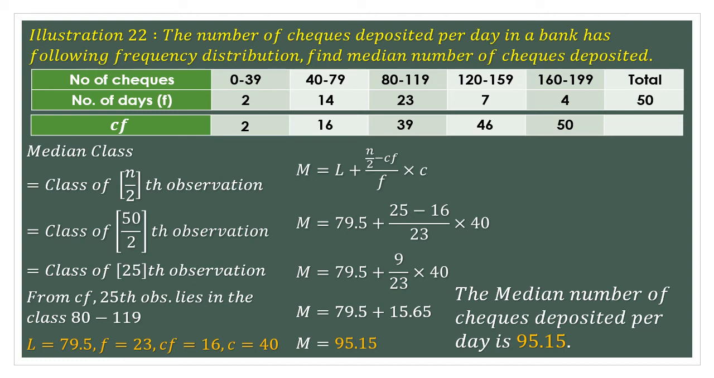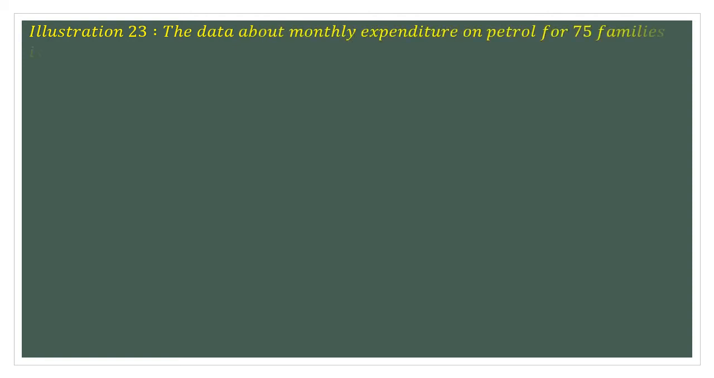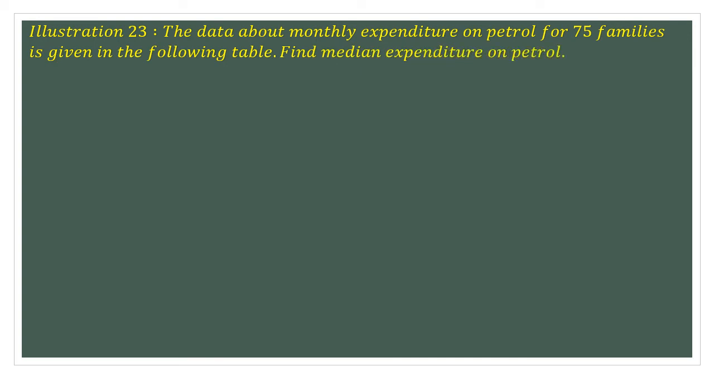Moving on to the next illustration. Illustration 23. The data about monthly expenditure on petrol for 75 families is given in the following table. Find the median expenditure on petrol. We need to calculate the median expenditure on petrol for the 75 families.